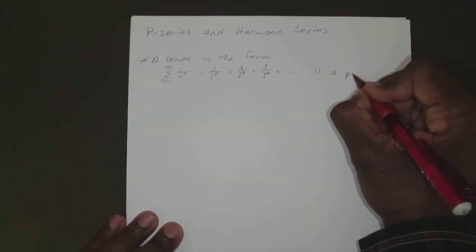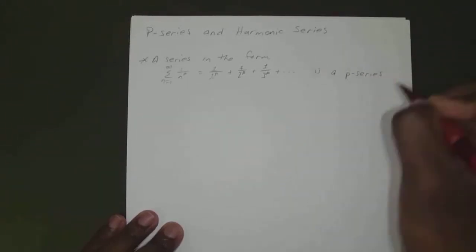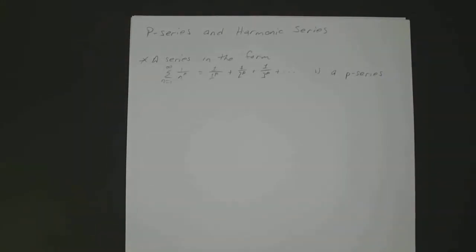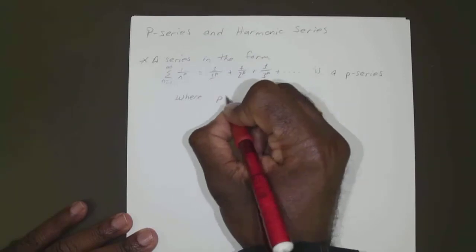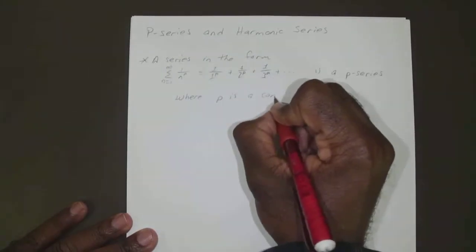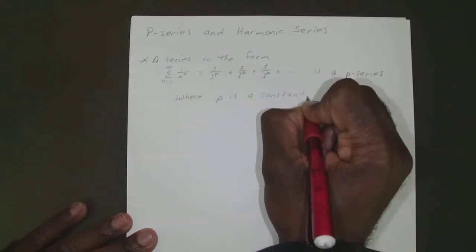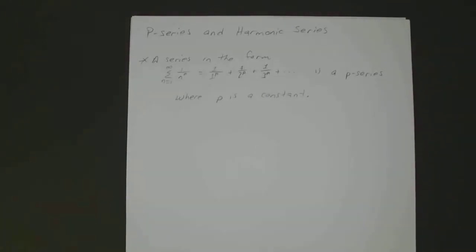This is a p series, where p is just a constant. Okay. So the only thing that makes a p series a harmonic series is just making p equal 1. When p is equal to 1, then you have a harmonic series. So it's just a special circumstance of a p series.